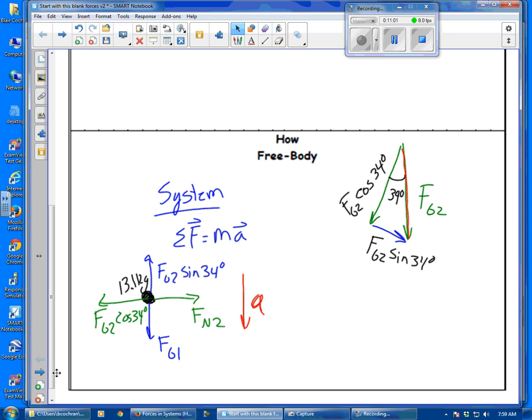So I took the part that is parallel to the counterclockwise direction, FG2 sine 34, and put that in its correct orientation, and then did the same thing with the component that was perpendicular to that direction. So I could actually spin this thing any number of degrees, as long as the ones that I've labeled in blue are parallel to each other and perpendicular to the ones in green. And that is kind of the hardest part to conceptualize.